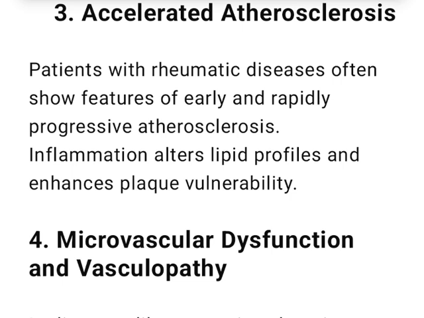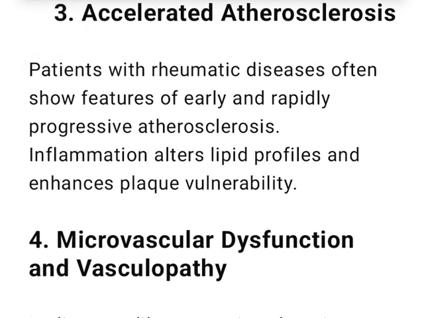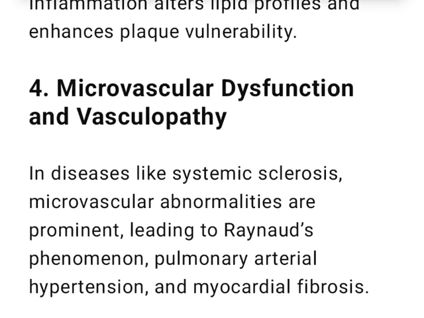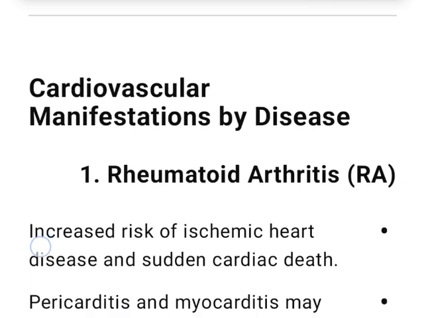3. Accelerated atherosclerosis. Patients with rheumatic diseases often show features of early and rapidly progressive atherosclerosis. Inflammation alters lipid profiles and enhances plaque vulnerability. 4. Microvascular dysfunction and vasculopathy. In diseases like systemic sclerosis, microvascular abnormalities are prominent, leading to Raynaud's phenomenon, pulmonary arterial hypertension, and myocardial fibrosis.